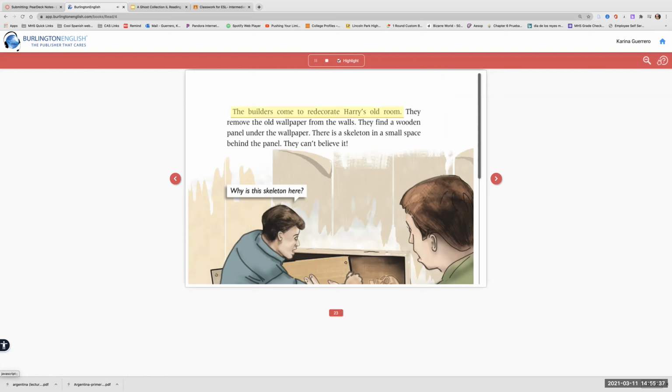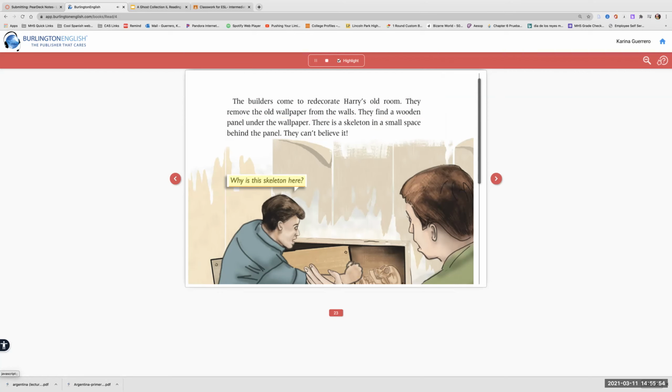The builders come to redecorate Harry's old room. They remove the old wallpaper from the walls. They find a wooden panel under the wallpaper. There is a skeleton in a small space behind the panel. They can't believe it.